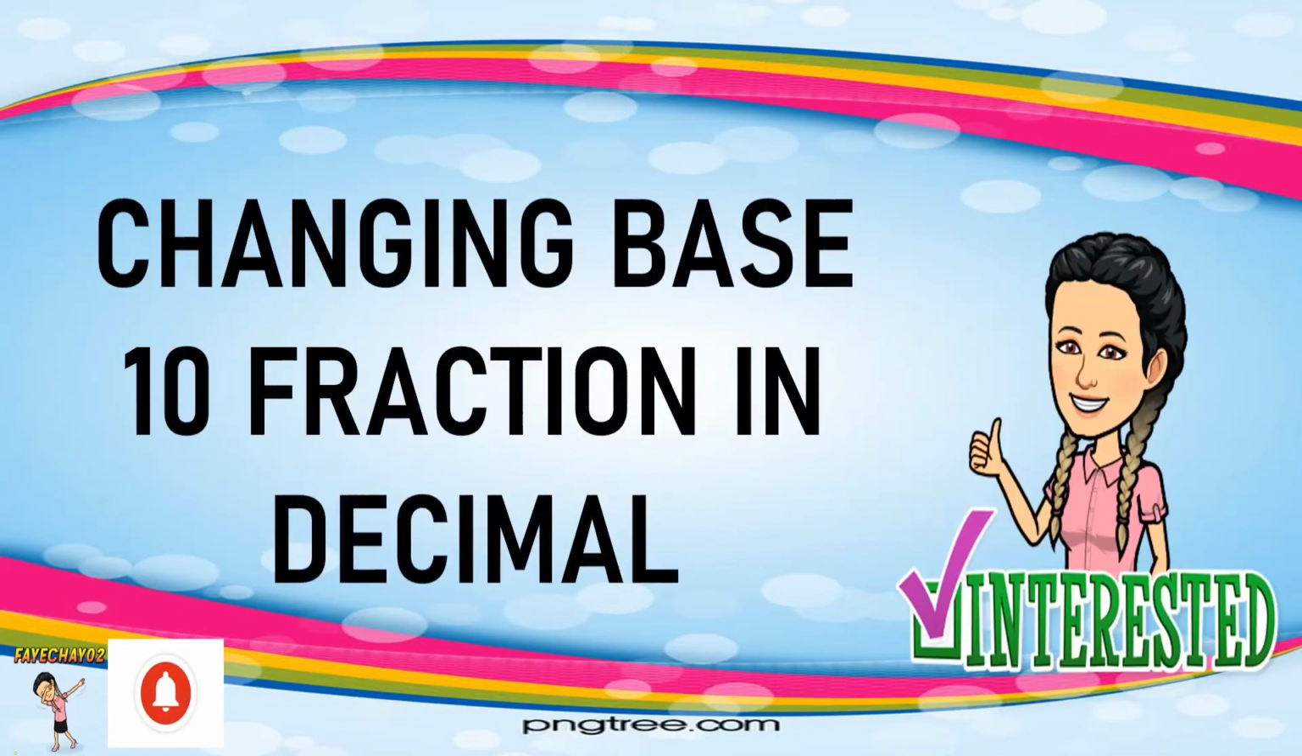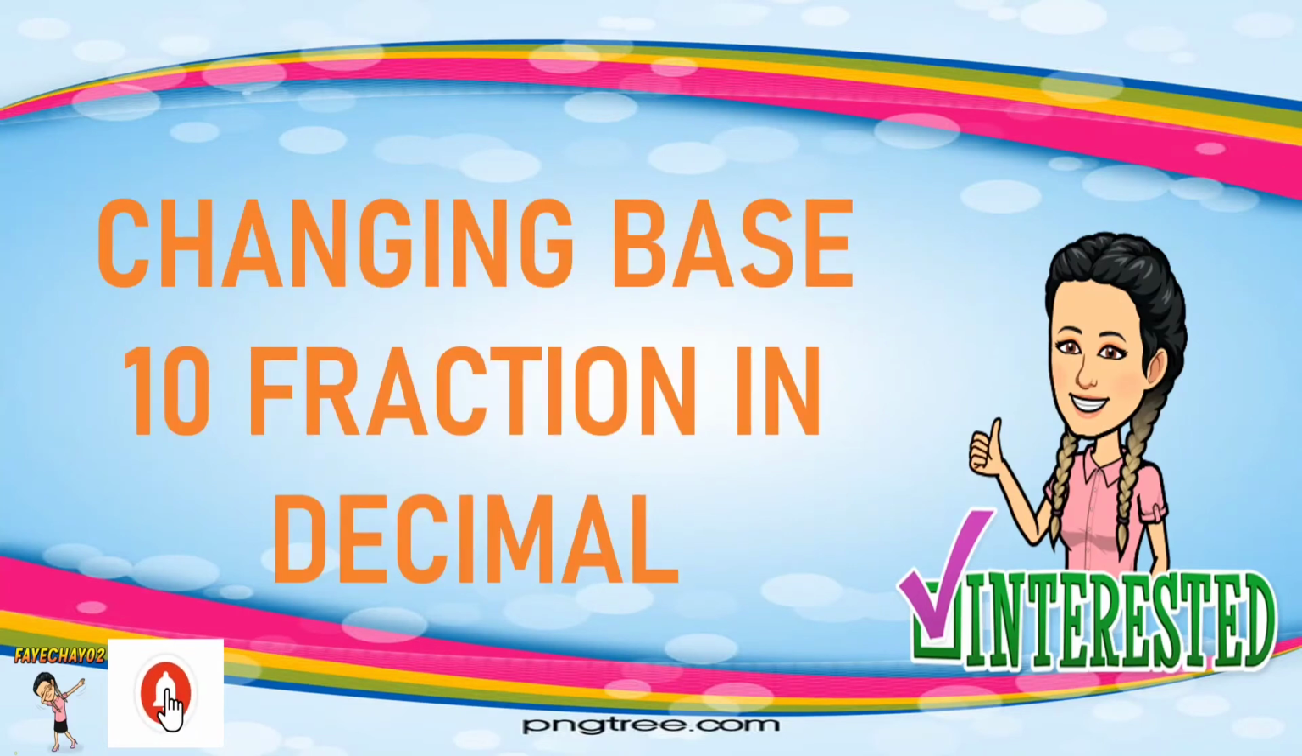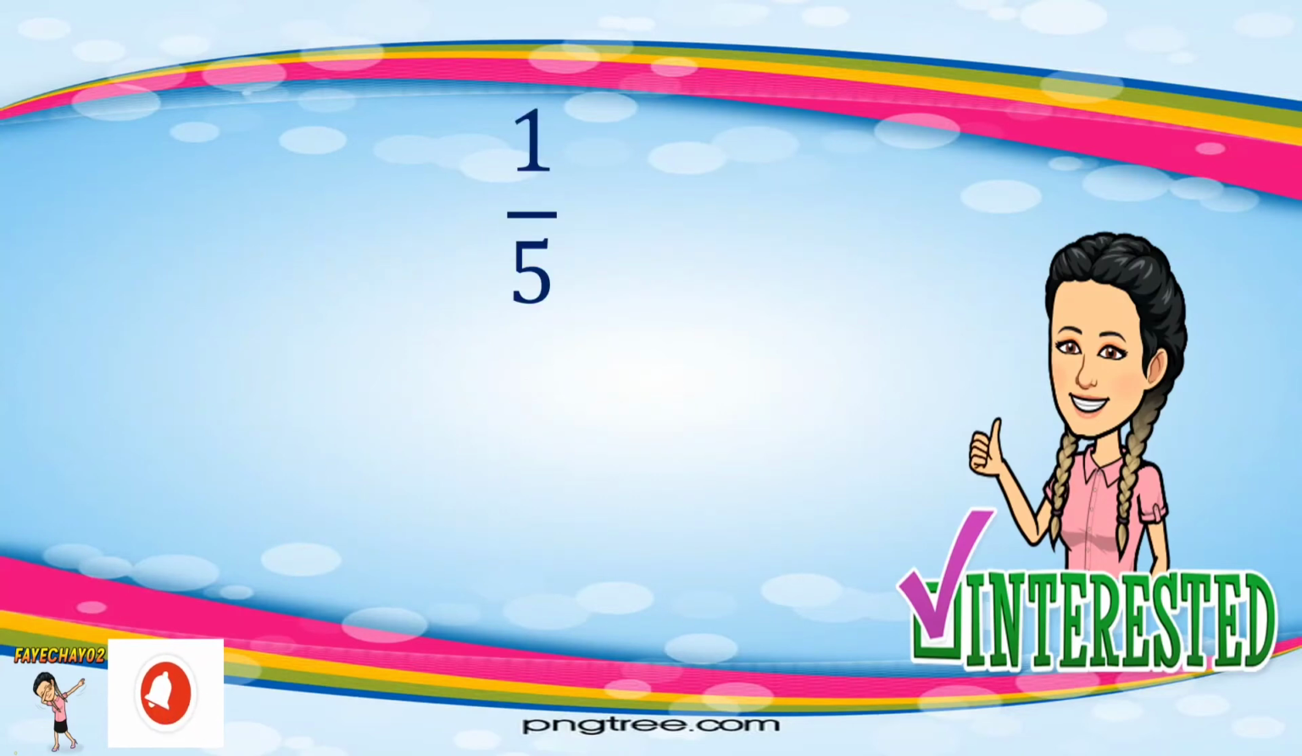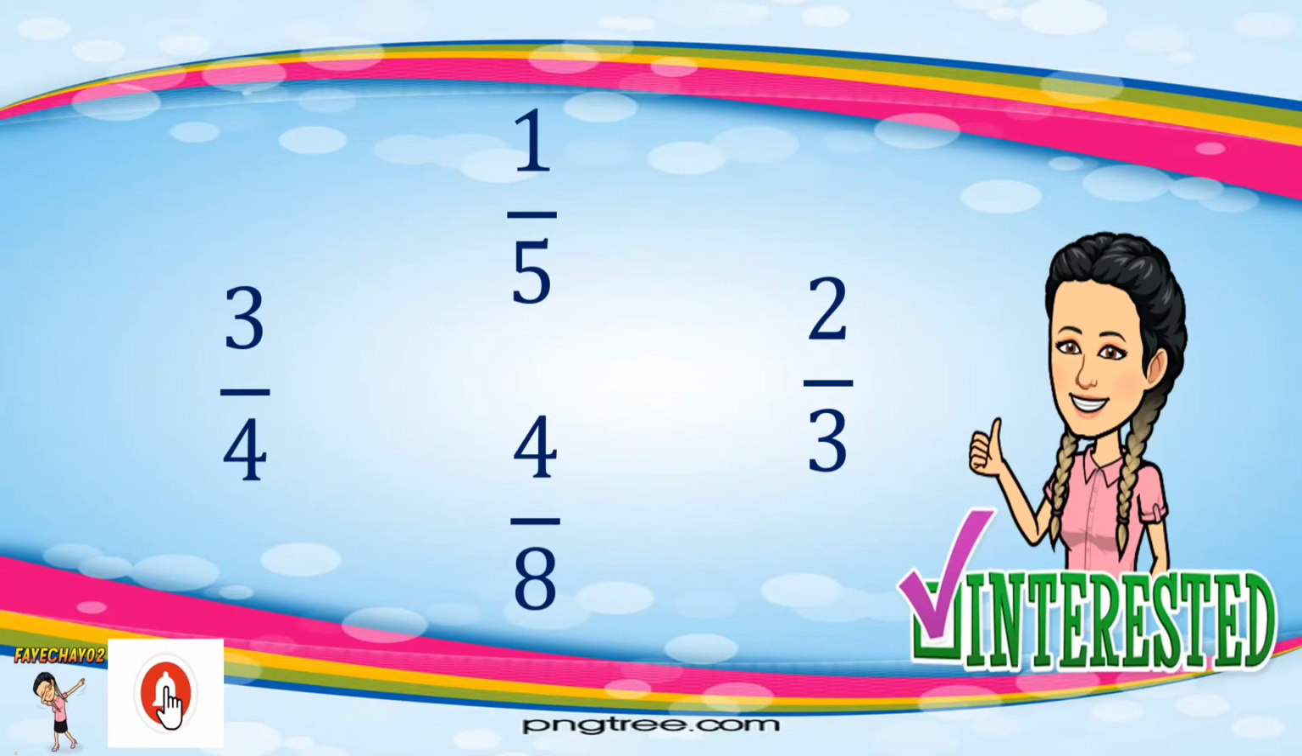Base 10 fractions are easy to convert. What if we want to convert fractions with different bottom numbers, like 1/2, 3/4, 2/3, and 4/8? What are we going to do?